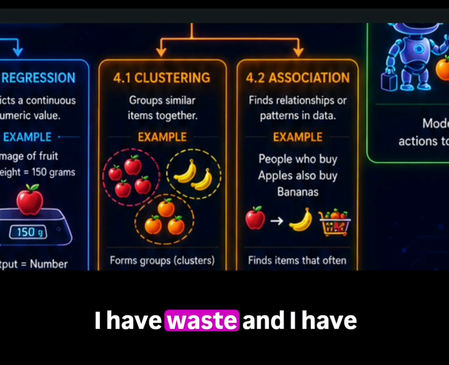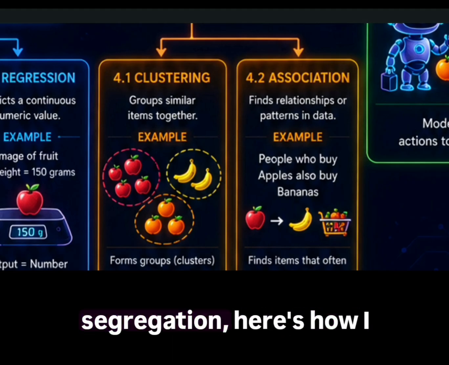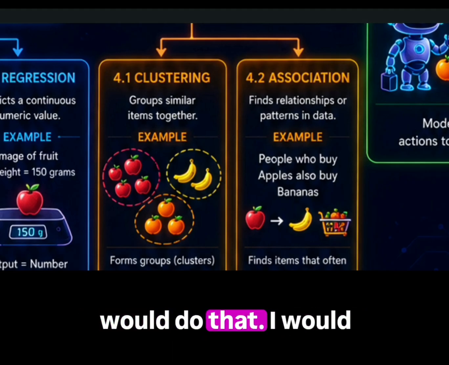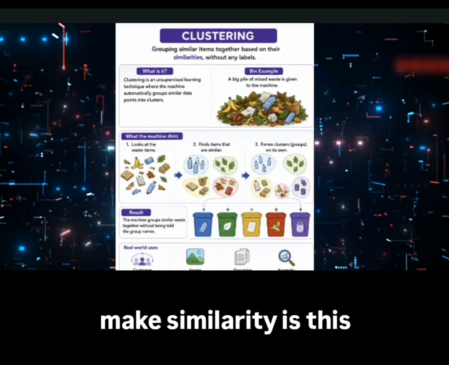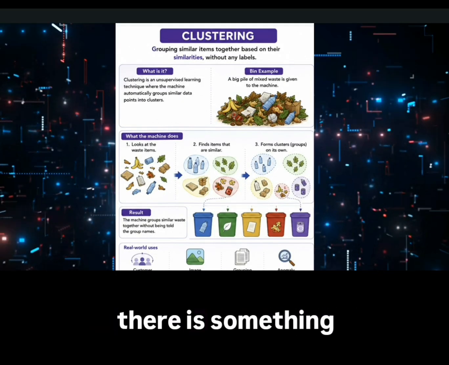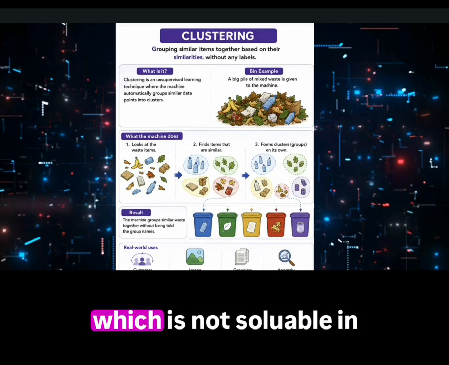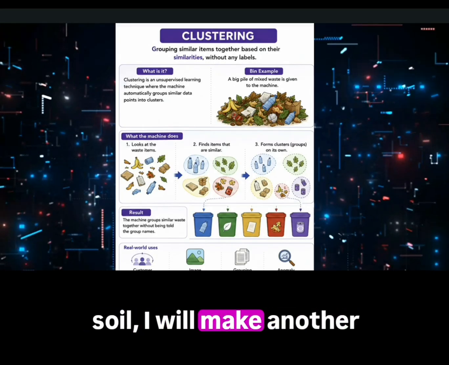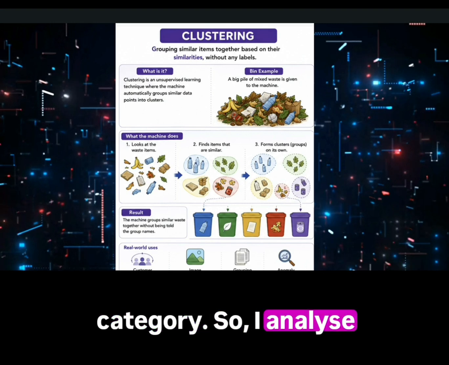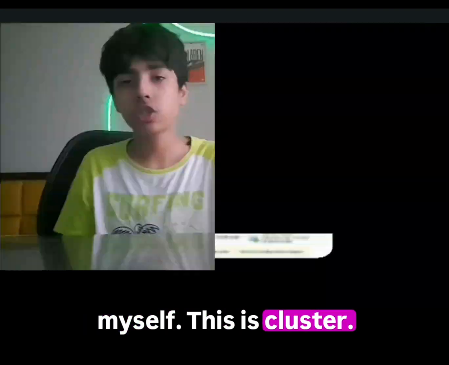See, if I have waste and I have to segregate them into two categories without knowing anything about segregation, here's how I would do that. I would make similarities. Is this biodegradable? Is this toxic for the environment? So if there is something biodegradable, I will make one group, and if there is something toxic which is not soluble in soil, I will make another category. So I analyze the features myself and I made the categories myself. This is cluster.